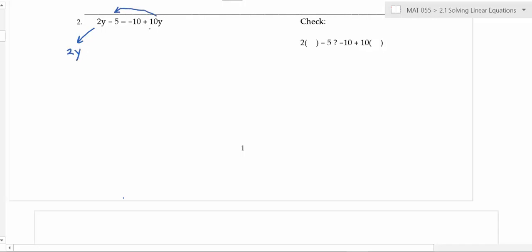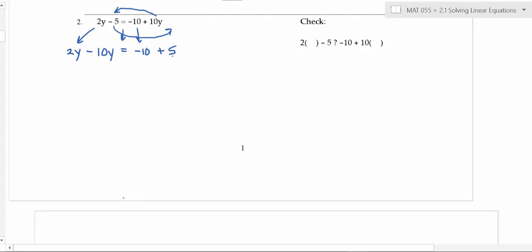Now, since that's adding, the way you get rid of adding is by subtracting. So when I move that, that's going to be minus 10y. Okay, now I'm going to bring down the equal sign, and I'm going to leave this where it is. And then this number 5, I need to move it to the other side. Since that's subtracting 5, I'm really adding 5 to both sides. So I do a plus 5, like that.